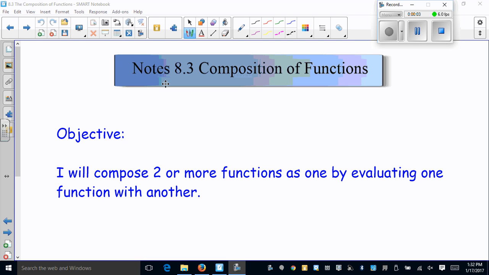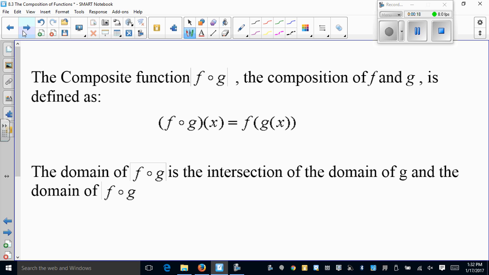2.3 in the book. Composition of functions. You'll compose two or more functions as one by evaluating one function with another. So we'll go more into detail from the objective. The composite function f of g, the composition of f and g, is defined as f of g, which equals f of g of x.